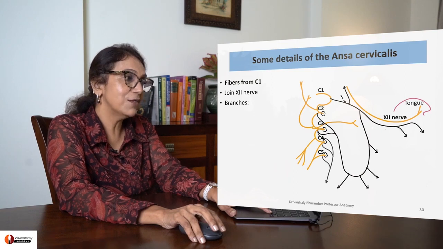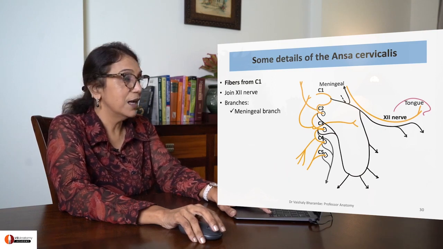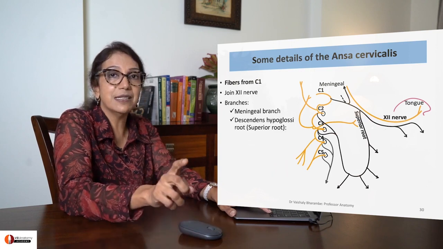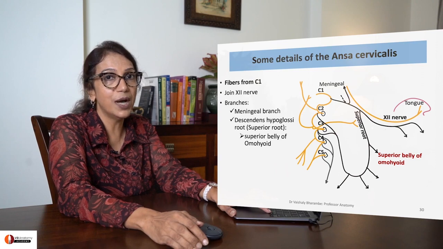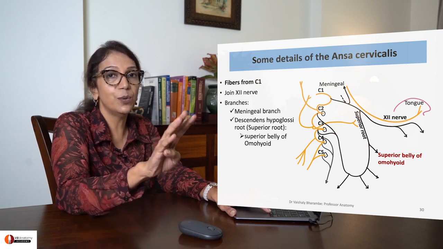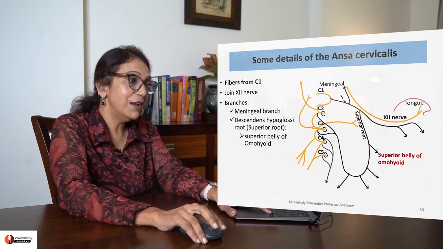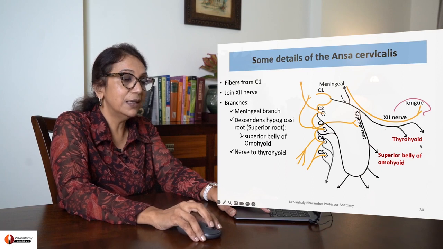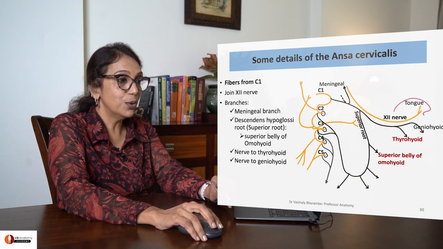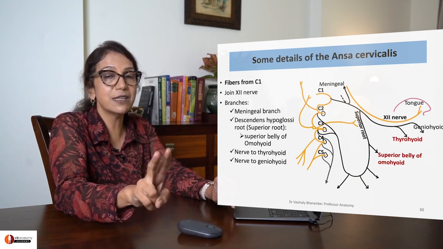The branches they give rise to are: one, a meningeal branch going to the meninges; and a superior root of Ansa cervicalis going to supply the superior belly of omohyoid. Out of our four infrahyoid muscles, one has received nerve supply. The leftover nerve travels forward and goes on to supply the thyrohyoid and then the geniohyoid. So, a second muscle of the infrahyoid group receives its nerve supply.